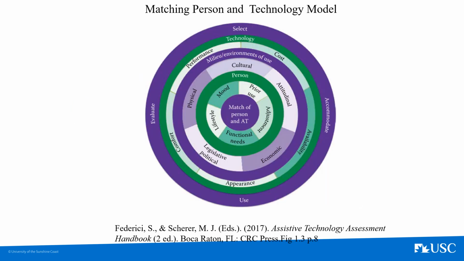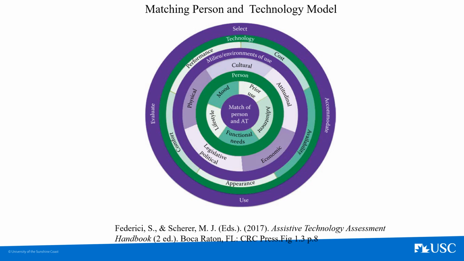Right, so here's a diagram of this Matching Person and Technology model. Now, it's a little overwhelming at the start, but the most important thing is the match of the person and the AT. So it's not actually just taking a device and making it work. It's actually getting the two together. And to do that, you have to consider the person, their mood, their needs, their lifestyles, and that's really client-centered practice, which makes sense to us. We then need to consider the environment they work in, the cultural environment, the legislative, the economic. Again, that makes a lot of sense to us as OTs. It's the E of the PEO.